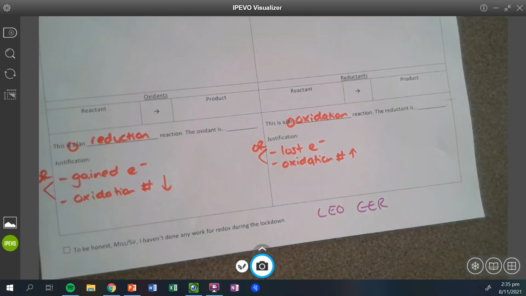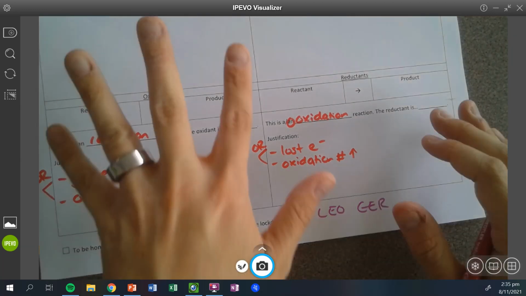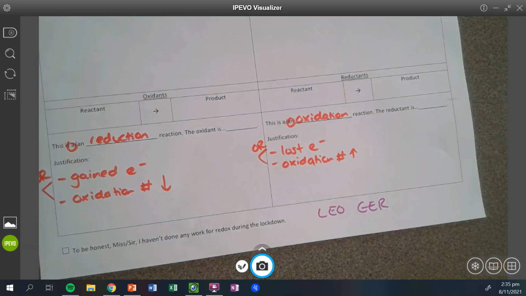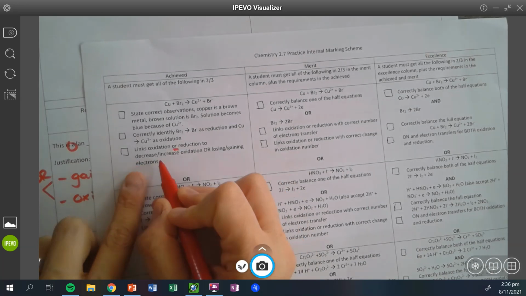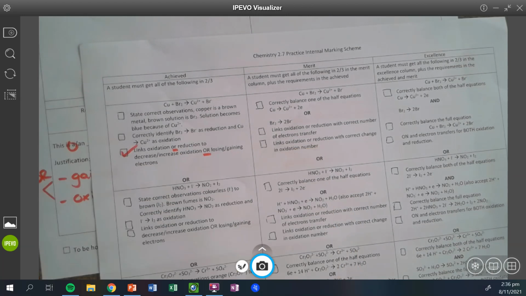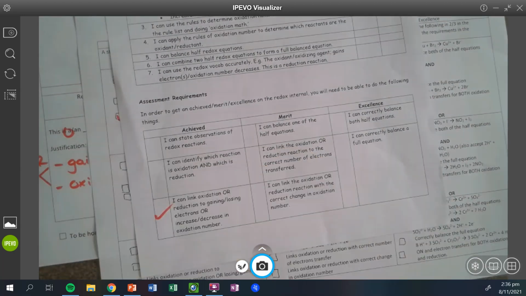So the other thing I need for achieved is your definitions. This is generic stuff. I haven't even looked at the reagents they've given me. I'm just dropping down my vocabulary. Are we good so far? So if I'm looking at a checklist right here, it links oxidation or reduction to the oxidation number or the electron number. By doing that, I've met that achieve requirement for one of my questions. Cool? Same thing when I'm looking at this checklist over here, link oxidation or reduction. Basically, can you regurgitate the vocabulary? Are we good so far?